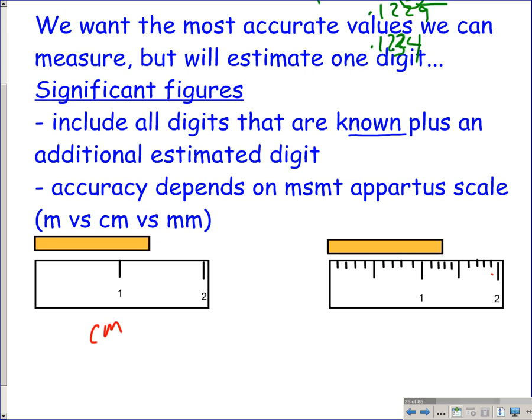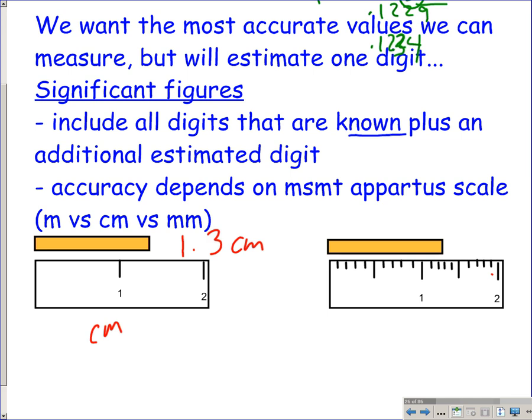1.3. So we're not really sure. We know the one for sure. The 3 is the estimate. Centimeters. And that's it. Now, that ruler sucks. I would never use that ruler. This ruler I would use because it's more accurate. I'm going to have more significant figures. So the more significant figures you have, or more numbers in your measurement, the more sure you are of that.